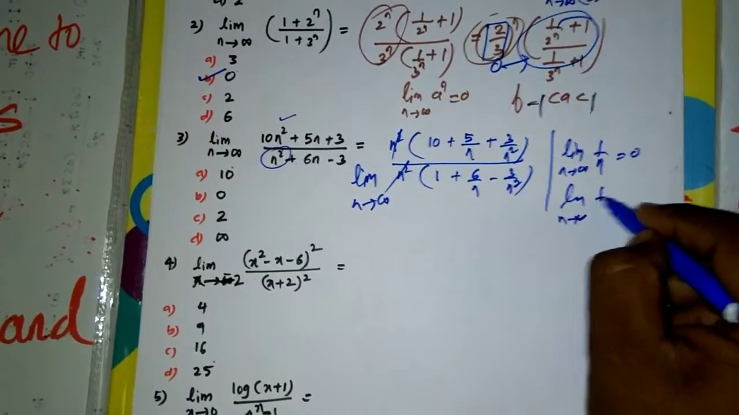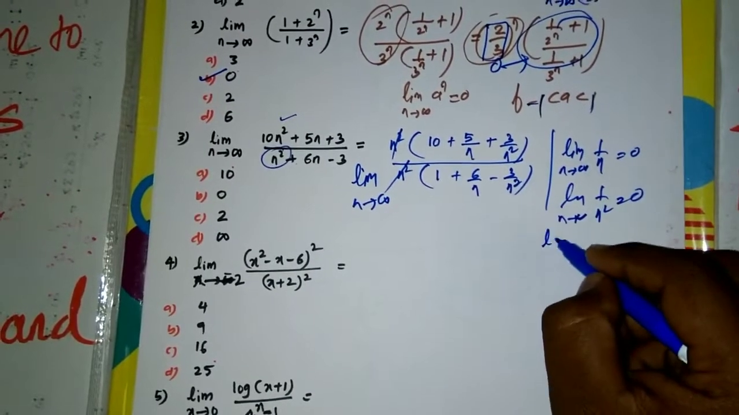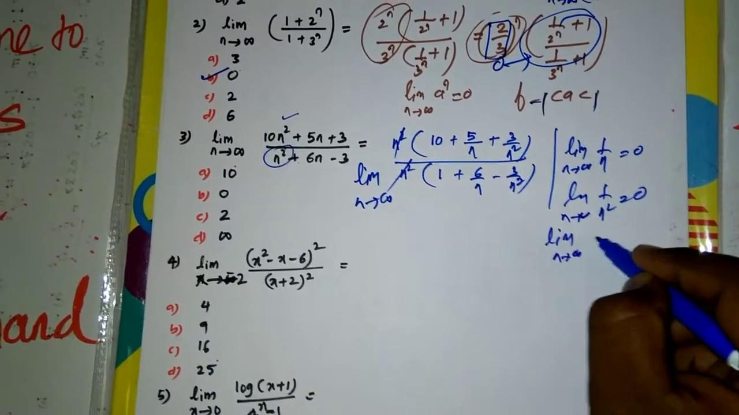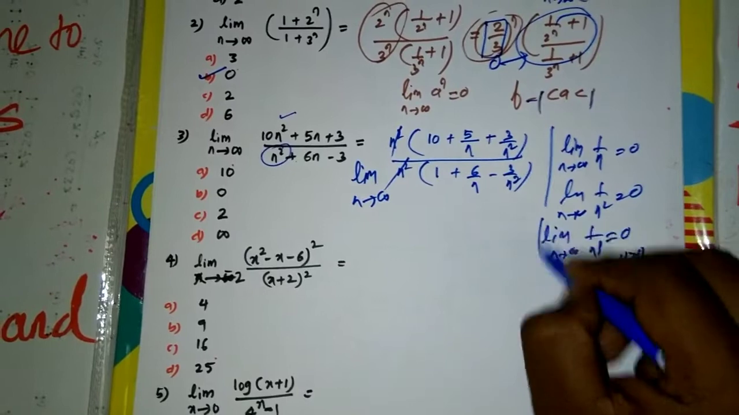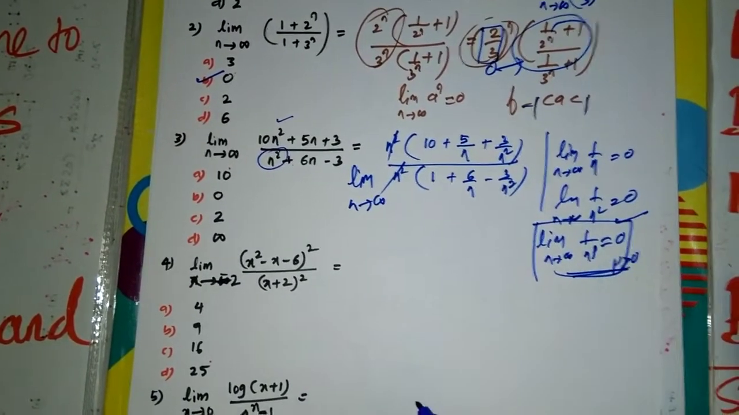1 by n square value is also 0. So we have a general formula: limit n tends to infinity, 1 by n raised to p is equal to 0 if p is greater than 0. We discussed this kind of question in the last video. Those who did not understand, kindly see my last videos.